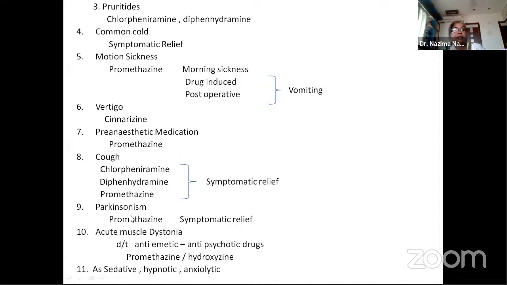Parkinsonism, again, this drug promethazine gives a symptomatic relief to the patient in case of Parkinsonism. Acute muscle dystonias, which may be caused due to antiemetic or antipsychotic. So here drugs like promethazine and hydroxyzine will control the acute muscle dystonias due to these drugs. Last but not the least, these drugs are used as putative hypnotic, and they also have an anxiolytic action.